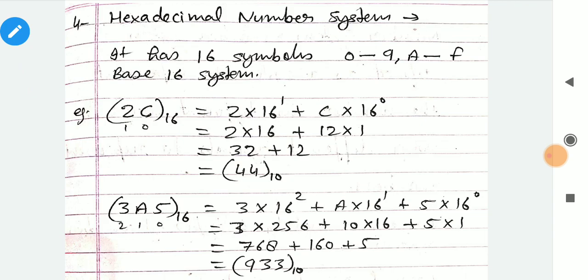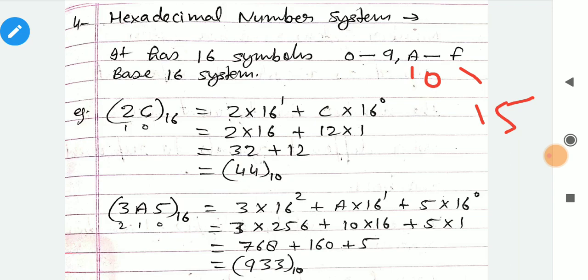A represents 10, B, C, D, E, F, F for 15. Got it? Means there are 16 symbols: 0, 1, 2, 3, 4, 5, 6, 7, 8, 9, and for 10 we use A, for 11 we use B, and for 12 we use C, and so on, and the last number is F, that is 15.